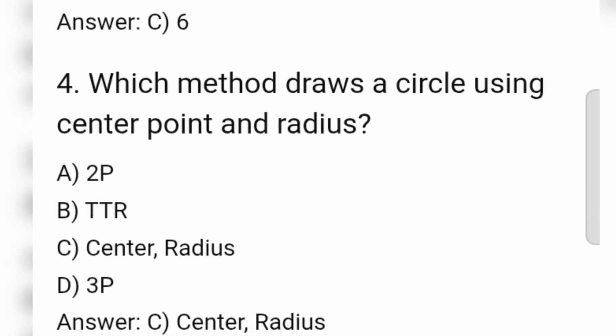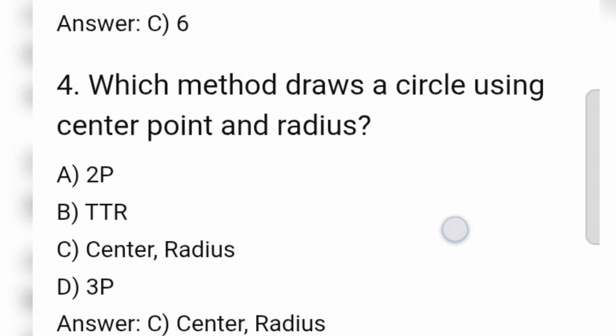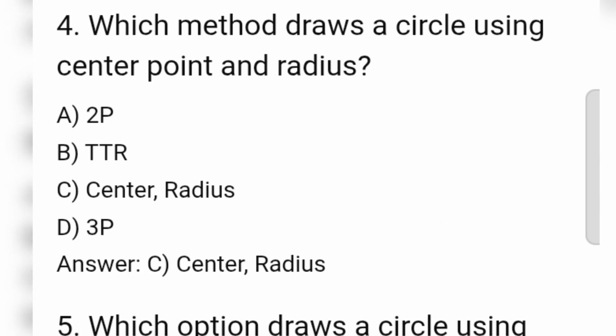Question number 4. Which method draws a circle using center point and radius? Option A 2P. 2P means 2 point. Option B TTR. TTR means tan tan radius. Option C center radius. Option D 3P means 3 point. Answer is C, center and radius. You can draw a circle using center point and radius using the center and radius option in circle command.